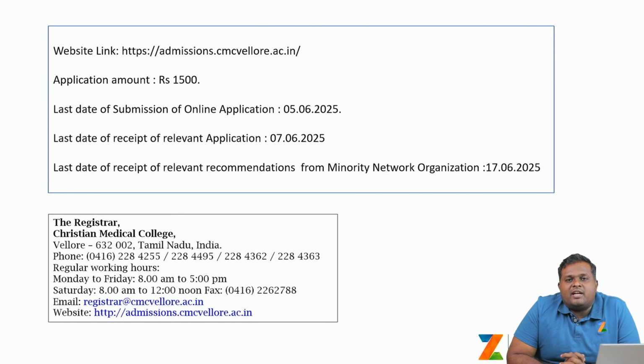admissions.cmc.vellore.ac.in. For the application form you have to pay rupees 1500, and the last date of receipt of the application form is 5/6/2025. Supporting documents have to be received by CMC Vellore by 7/6/2025. In case of minority organizations, they have to be sent before 17/6/2025. If a candidate has applied under the minority or service category, you have to send the self-attested supporting documents to the registrar, CMC Vellore.